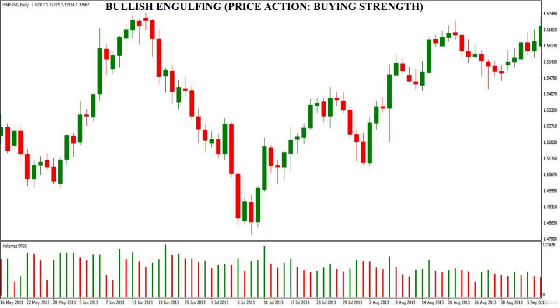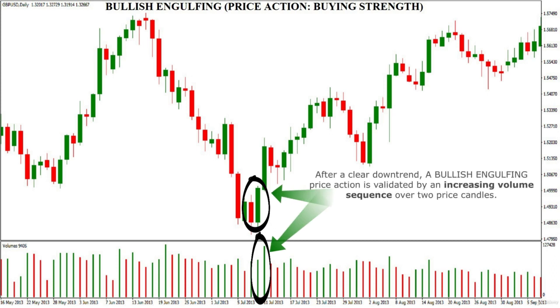The second example is of bullish engulfing pattern, which is indicative of buying strength after a clear downtrend. Since a bullish engulfing pattern is a two-candle formation, therefore in order to validate the price action, both candles must have increase in volume. After a clear downtrend, a bullish engulfing pattern appears where the volume of engulfing candle is clearly higher than the volume of first candle in the formation.